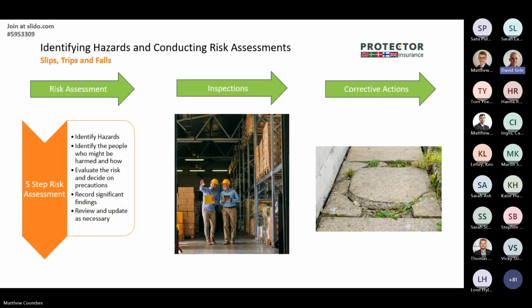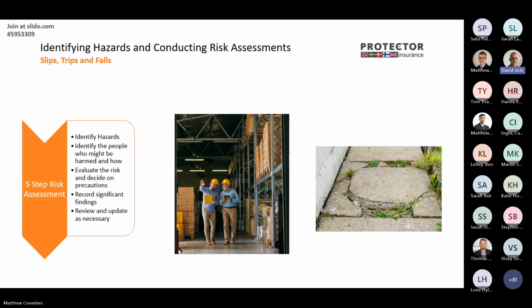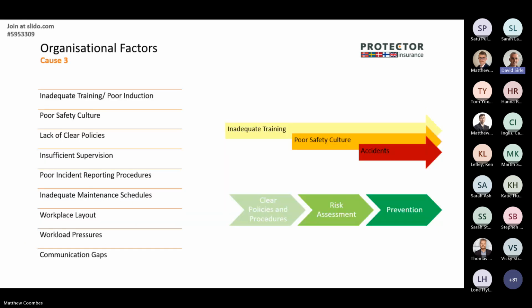So as you can see there on the right hand side, just on the diagram, by not providing your staff with adequate training and instruction, you're going to set the standard for a poor health and safety culture, which will in turn lead to increased accident rates. However, by having clear policies and procedures that include suitable information, instruction, and adequate training, as well as a suitable and sufficient risk assessment process in place, then this can help you on your journey to preventing accidents in your workplace.